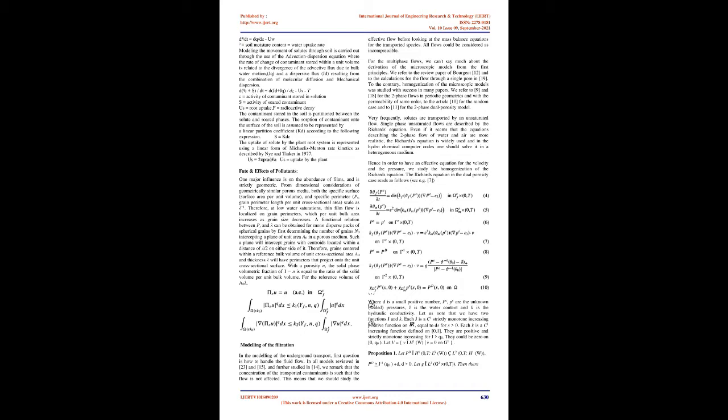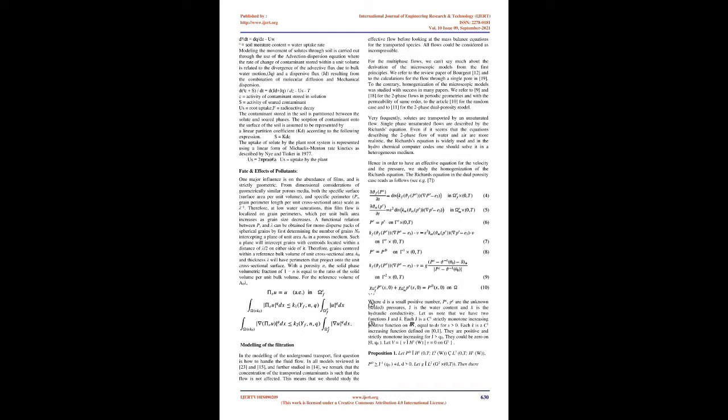Richards' equation relates the change of soil moisture content to the hydraulic flux divergence. It assumes that water flow can be represented by Darcy's law, whereby the flux is related to the product of the hydraulic head gradient and a nonlinear hydraulic conductivity parameter which depends on the moisture content of the soil. One major influence is on the abundance of films, and is strictly geometric.